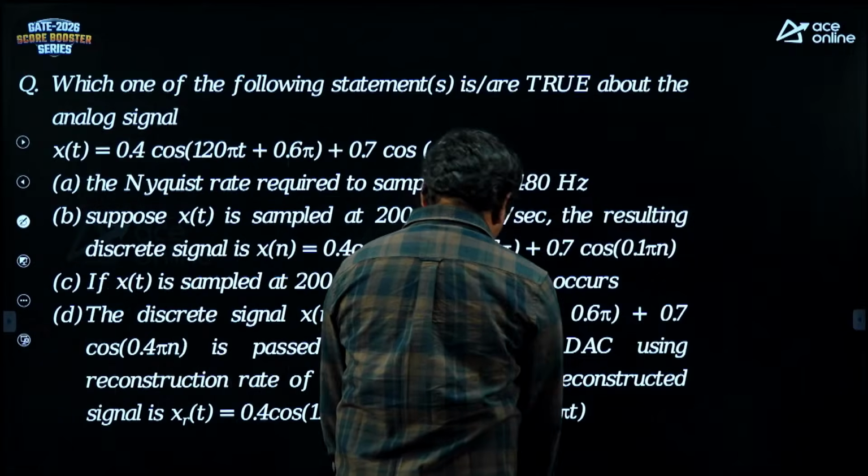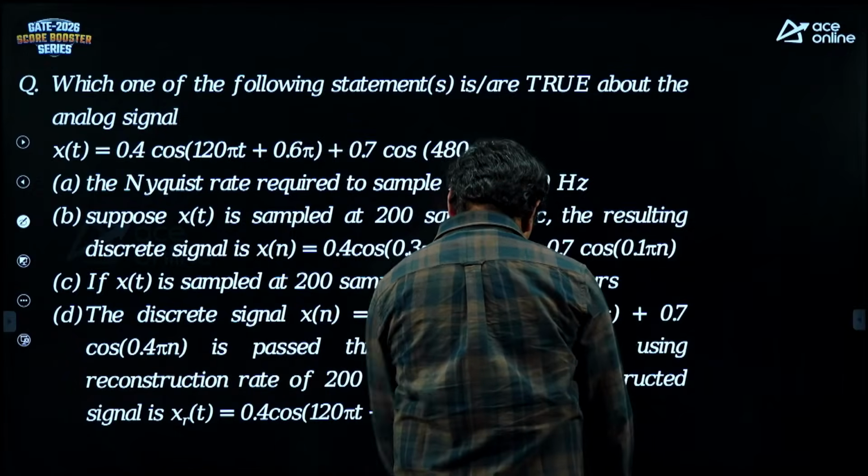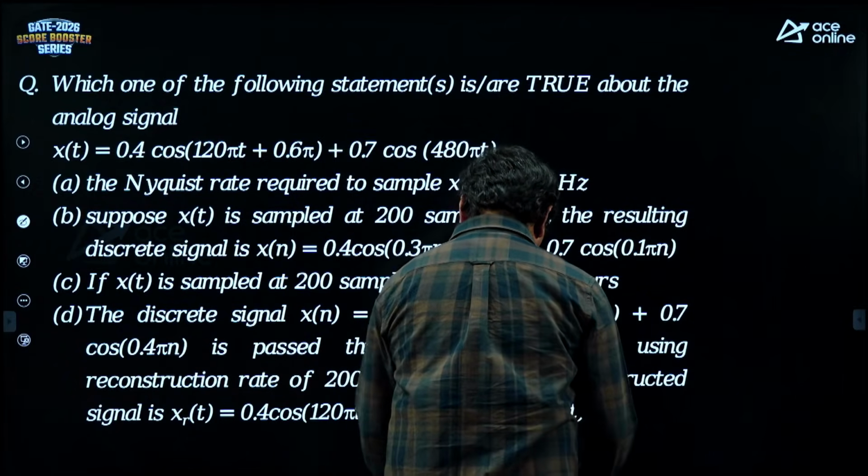Which of the given statements are true about a continuous time signal that is provided here? Which of the given statements are true?